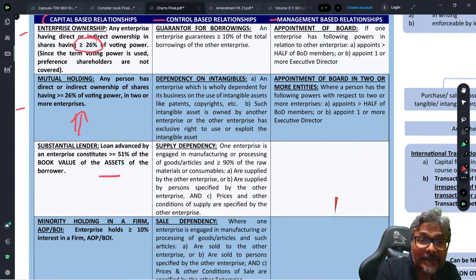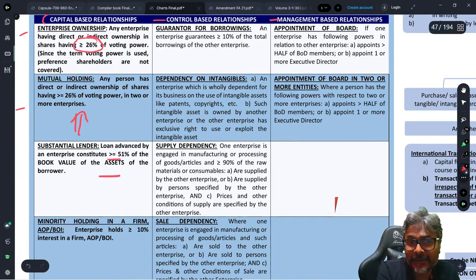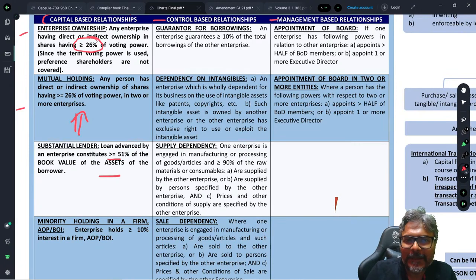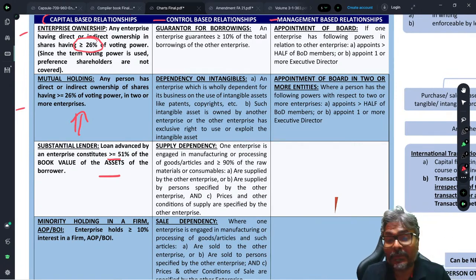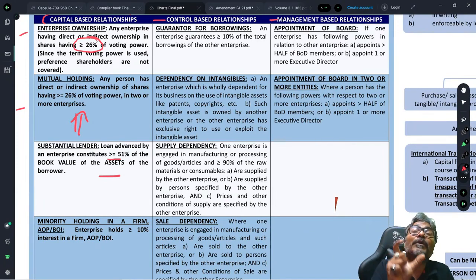Now be careful. Substantial lender, friends, this was targeted in the last attempt. Are you aware of that? In the last attempt, this was targeted. Loans which are being advanced by an enterprise. So if one entity is giving a loan, and that loan constitutes minimum 51% of the book value of the assets of the borrower, the one who is borrowing the loan, in that particular case, both the borrower and the lender will become an associated enterprise.